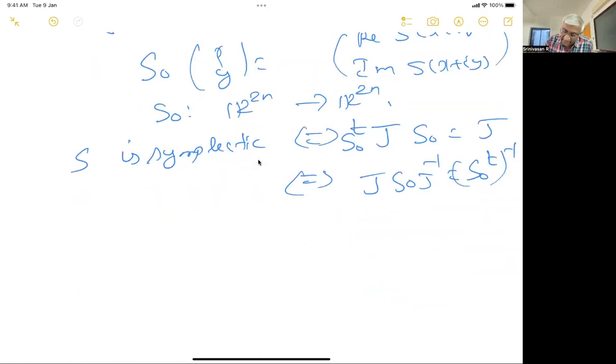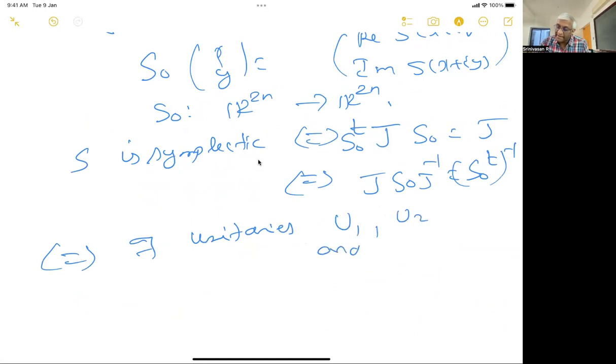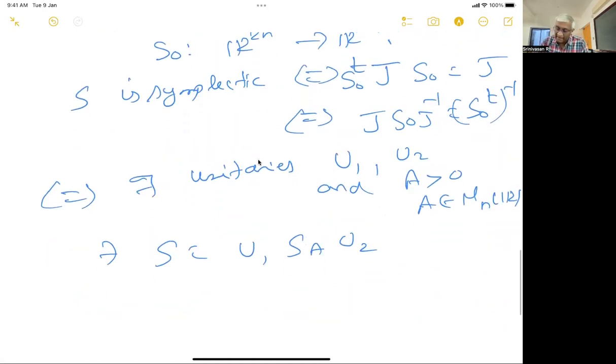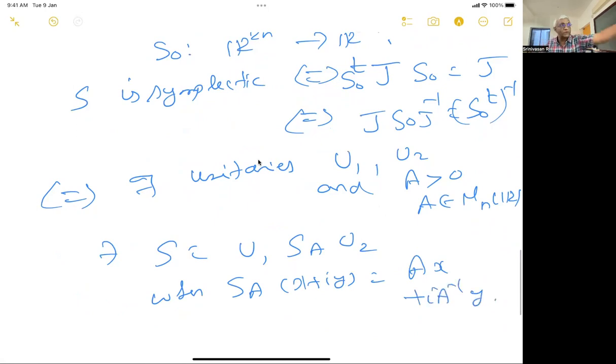And we have proved that S is symplectic is equivalent to saying there exist unitaries U1, U2, and A, a positive matrix, A in Mn of R, such that S is equal to U1 S_A U2, where S_A acting on X plus iY equals, since it is positive, so I don't have to take the star, A inverse X plus i times A inverse Y. It looks like this. So we have proved this structure theorem.